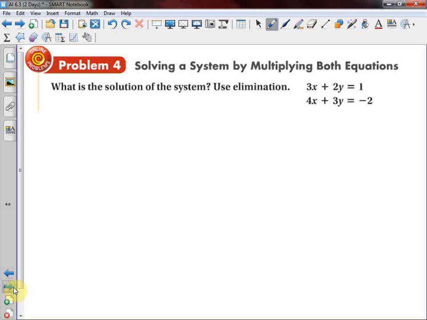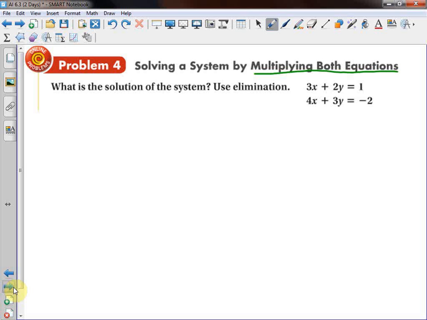Okay, on this one we're going to solve a system by multiplying both equations. So last one we only multiplied once, this one we have to multiply twice. When I look at this equation, I have numbers, none of them match up, and I can't make one into the other. For example, I can't make a 2y into a 3y without multiplying by some decimal or fraction. But I do know that these numbers are very close to each other, very easy numbers to work with.